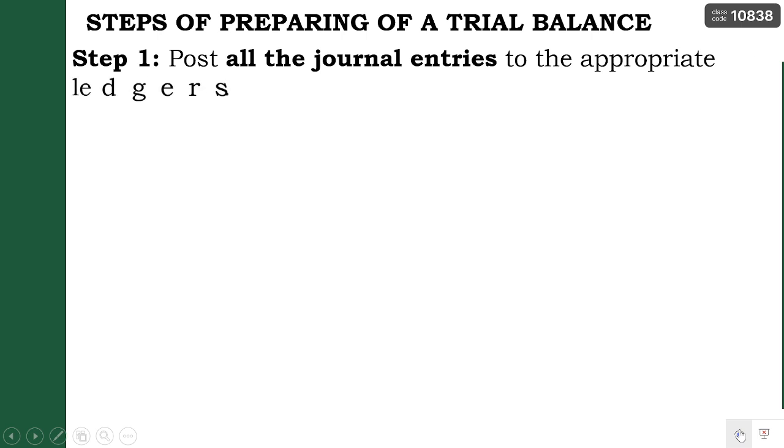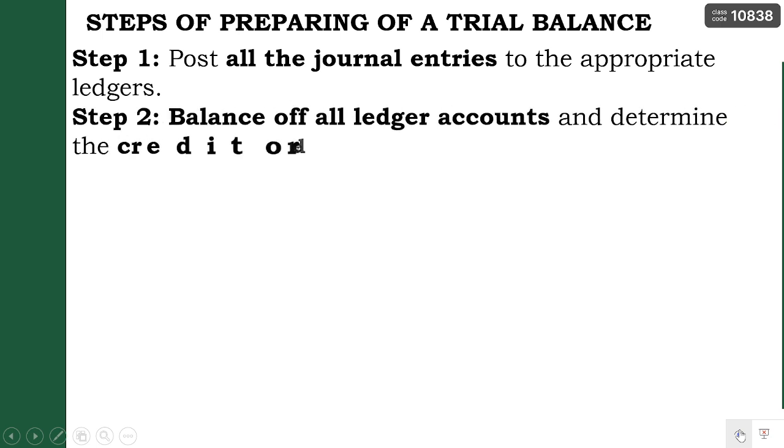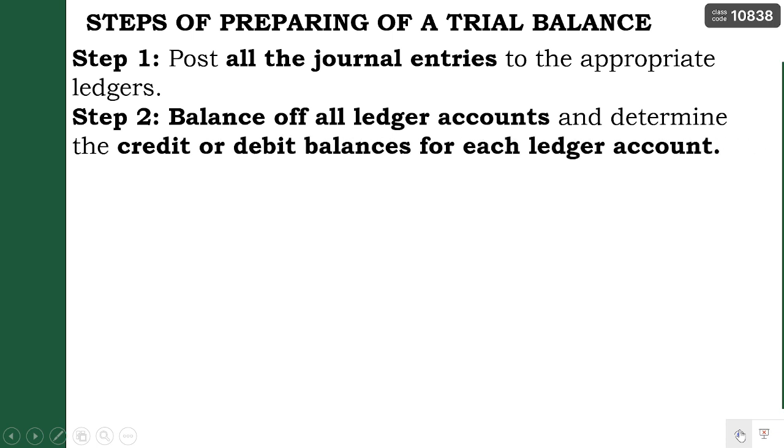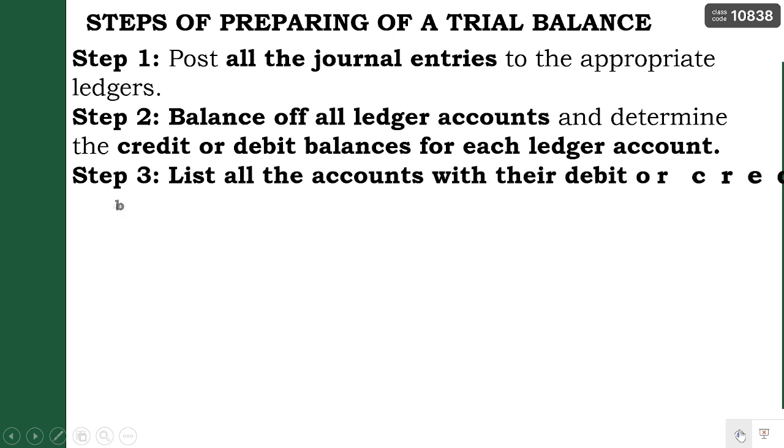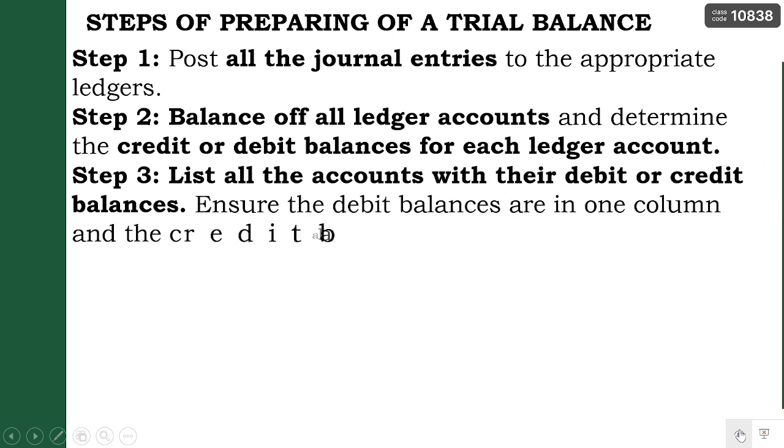We have a number of steps that one follows while preparing a trial balance. Step number one is posting all the journal entries to their respective ledgers. Number two, balance the ledger accounts and determine the credit or debit balances for each ledger account. Step number three, you list all accounts with their debit and credit balances, ensuring that debit balances are in one column and credit balances are in another.